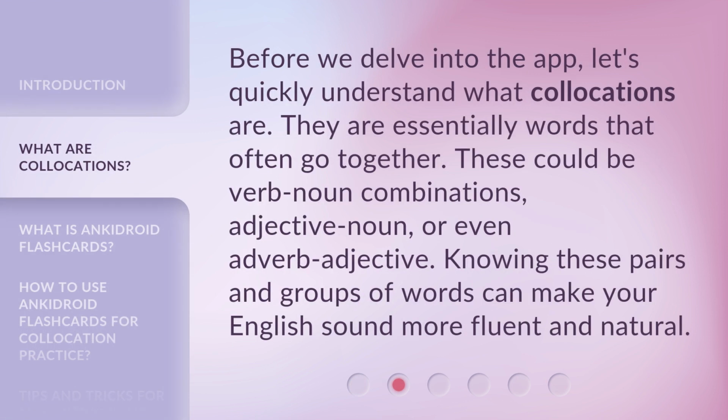Before we delve into the app, let's quickly understand what collocations are. They are essentially words that often go together. These could be verb-noun combinations, adjective-noun, or even adverb-adjective. Knowing these pairs and groups of words can make your English sound more fluent and natural.